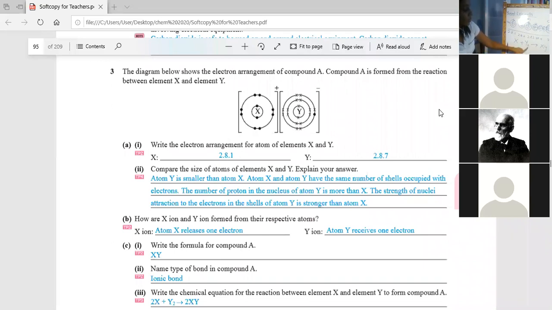Okay, now can I balance the equation? Here my Y is 2. Here my Y is 1. What do I need to do? Put 2 in front. Here my X is 2. What can I put here? 2. This is my answer.